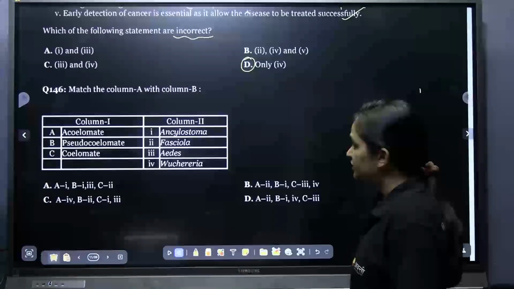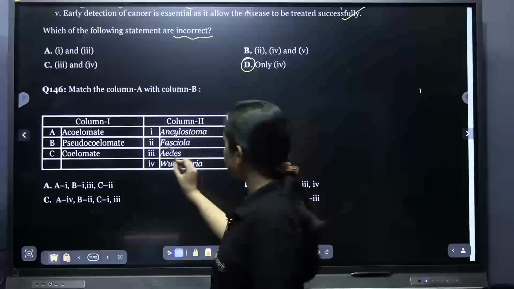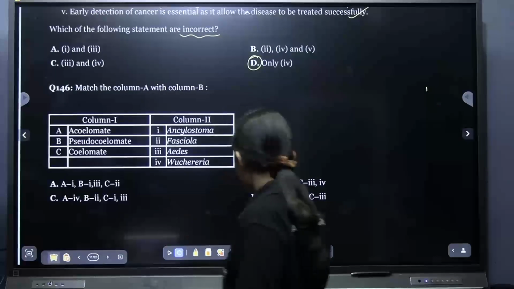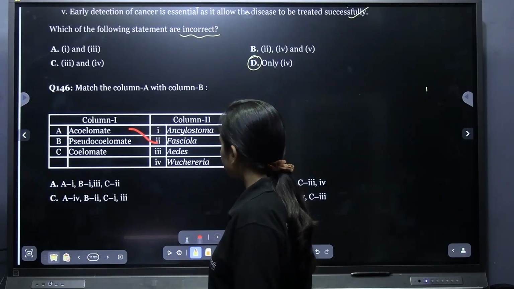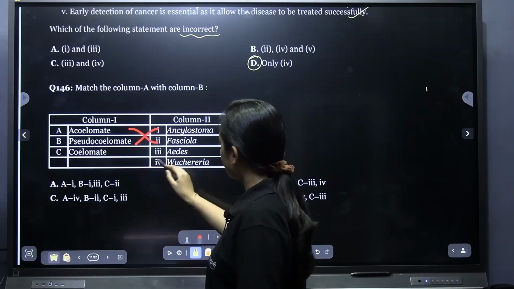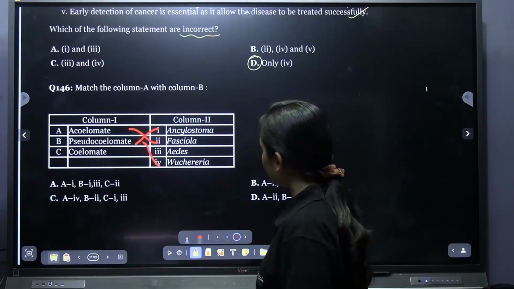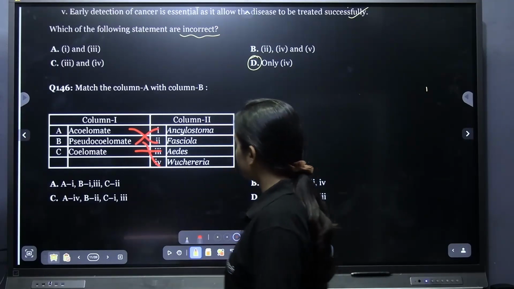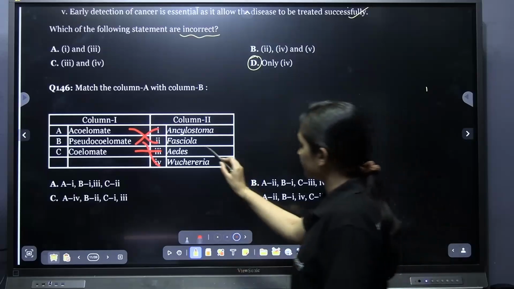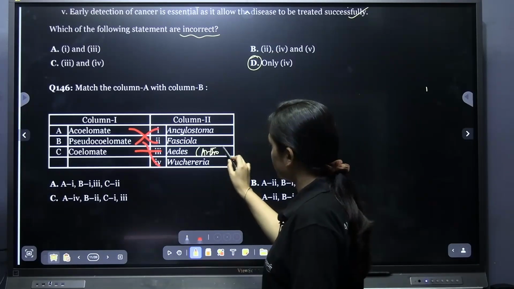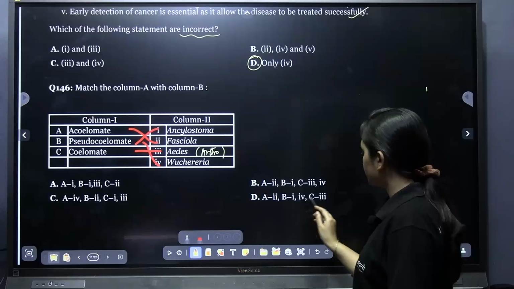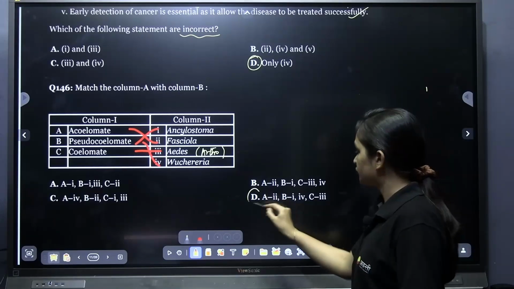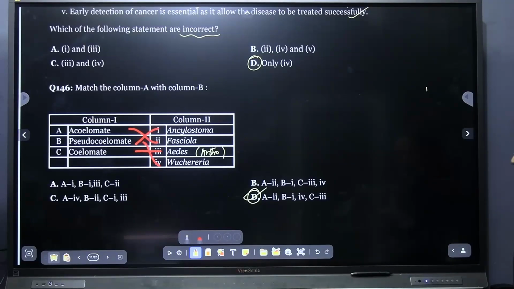Match the column A and B. Acoelomate, Fasciola. Pseudocoelomate, Ancylostoma, as well as Ancylostoma is also there. This one is also 2. Coelomate is Aedes. This is Arthropoda. A2, B1 and 4, C3. So D for Delhi is the correct answer. Any doubts regarding this?